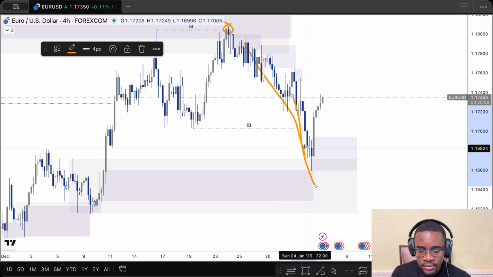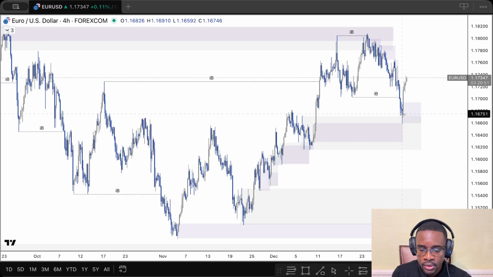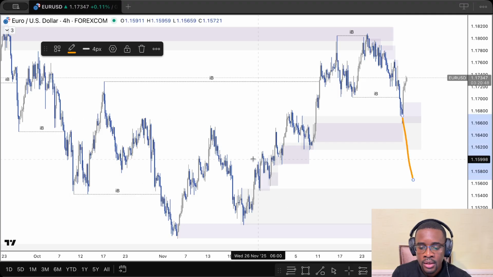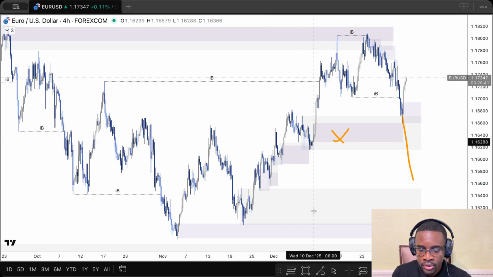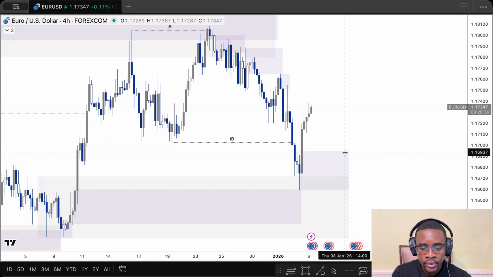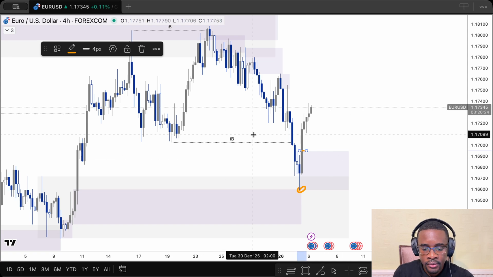So my expectation is that because we've mitigated this daily demand, I do not expect a bigger retracement. All these areas have already been mitigated and they've done their job, so I don't expect price to come back down there. So what we're looking at now is price has mitigated this daily demand and this 4 hour POI, and we've had a change of character.